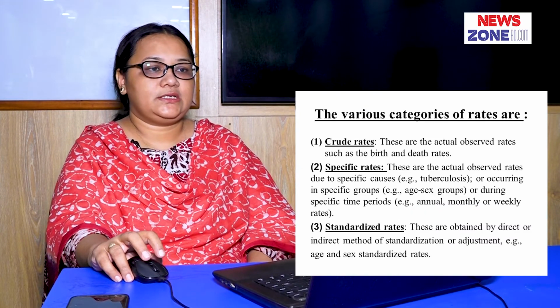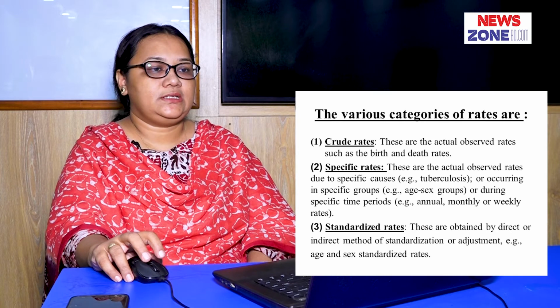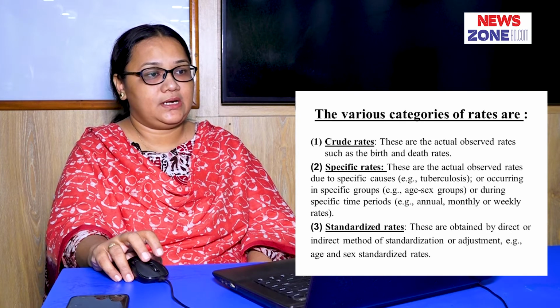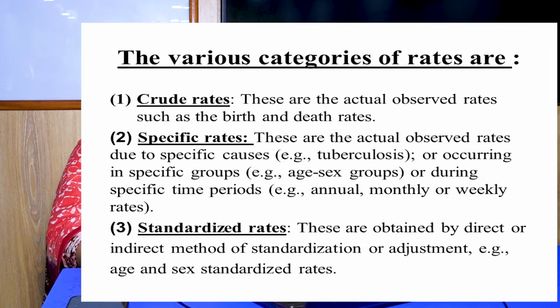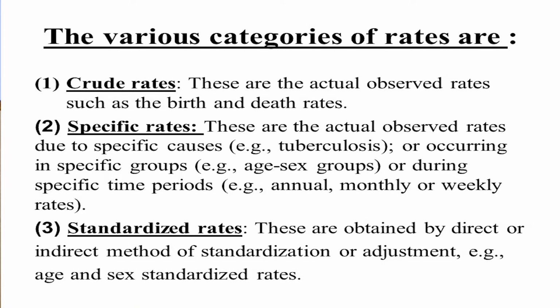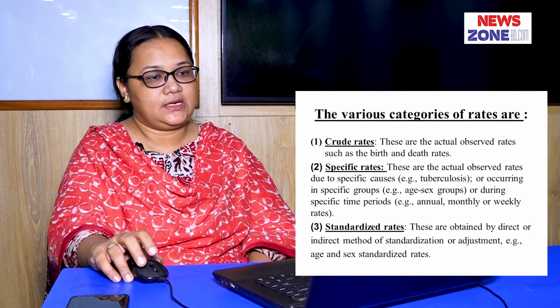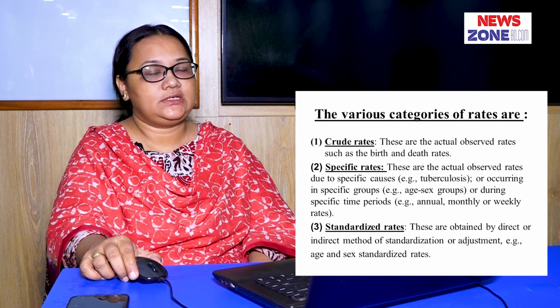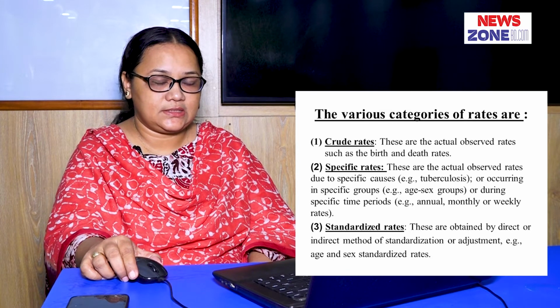Now we see various categories of rates. 1. Crude rate. These are the actual observed rates such as the birth and death rates. 2. Specific rates. These are the actual observed rates due to specific causes, for example tuberculosis, or occurring in specific groups like age and sex groups, or during specific time periods, that is annual, monthly, or weekly rates. 3. Standardized rates. These are obtained by direct or indirect method of standardization or adjustment, for example age and sex standardization rate.